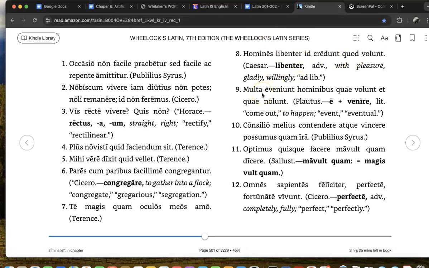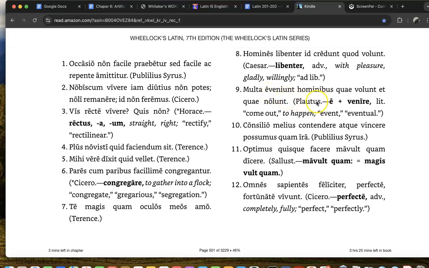All right, number 9, multa inveniunt hominibus quae volunt et quae nolunt. And so, literally, much happens, I guess, to men what they want and that which they don't want. And so many things happen to people, both what they want and what they don't want.